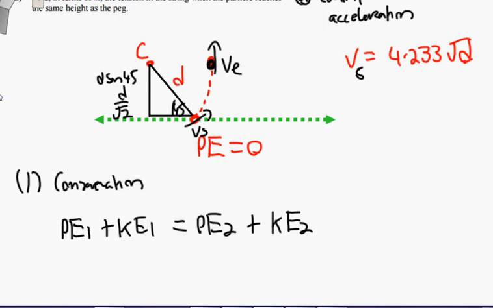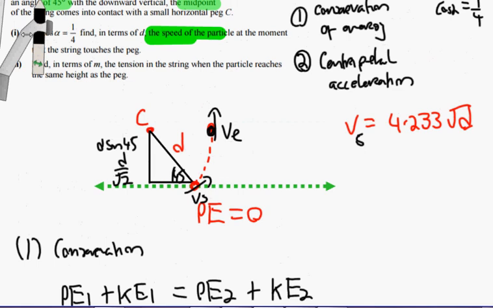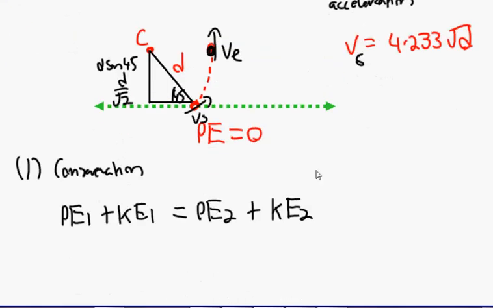Okay. Now some of you are wondering, how did I even come to the conclusion to actually do this? Okay, would be a decent question to ask. So what I'm going to say is this: find in terms of m the tension in the string when the particle reaches the same height as the peg. So technically speaking, if I drew this line here, going from here to here, what's the only thing keeping that moving in a circle? The tension in the string, and we started down here. The tension in the string going inwards.